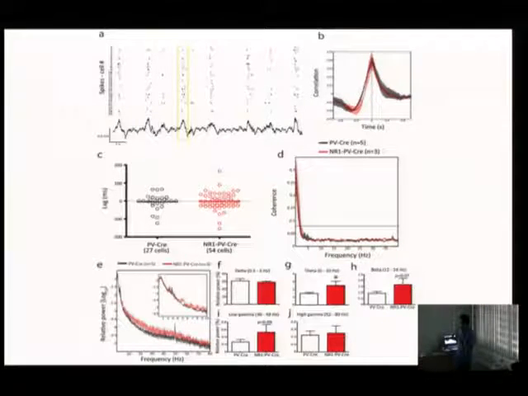We got 54 cells in NR1 PV3 and 27 cells in PV3 animals. And also we perform coherence between spikes and local field potential. So far we didn't see any difference between PV3 and NR1 PV3 animals.